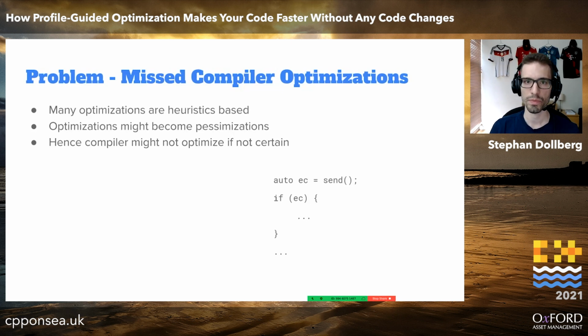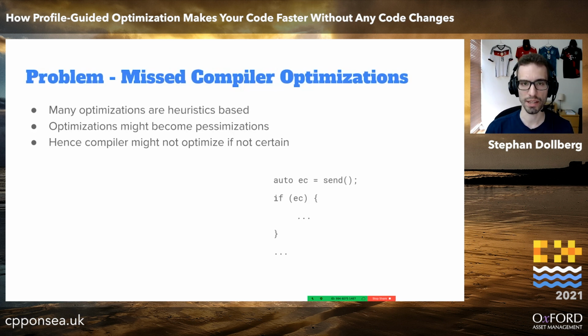Otherwise, we just continue. Now we, as a human, can know or guess that this error case is probably very unlikely, right? During the normal case, you will never have an error. You will just happily send. But the compiler can't really know that.